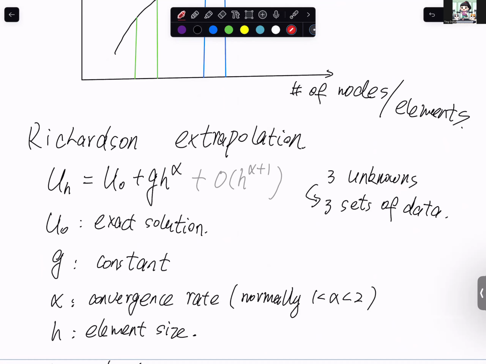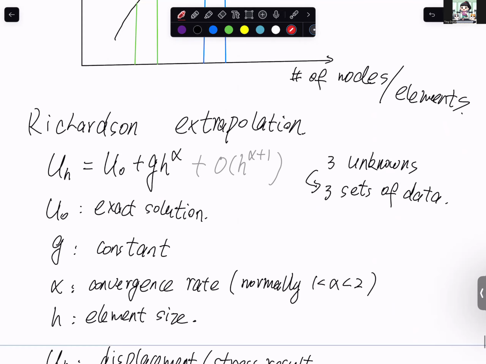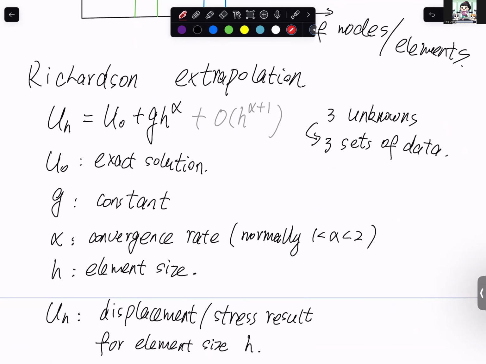So let's say now when we change to something more like plane stress, you use triangle elements, quadrilateral elements, 6 nodes, 8 nodes, 4 nodes, 3 nodes. Now we need to know what this element size really means. Because for a rectangular or triangular element, size could be area, could be edge length.